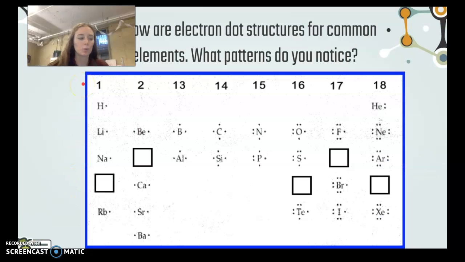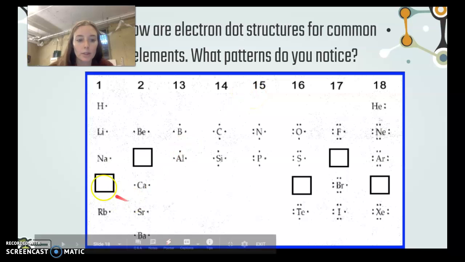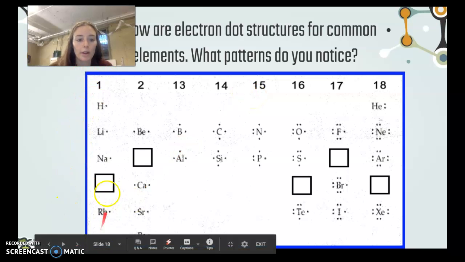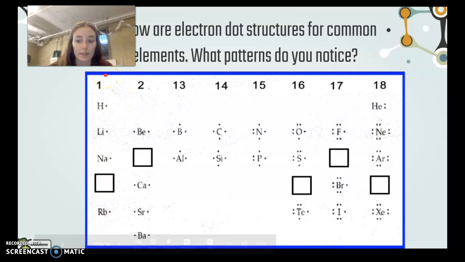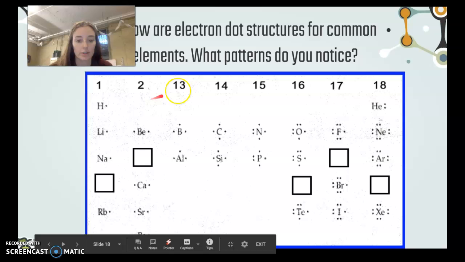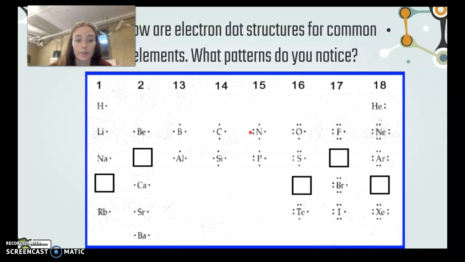Next, we're going to look at what are some patterns that you notice in this. So pause the video, write down in your notes what are patterns you see in this chart. Hopefully you noticed that this is kind of similar to the periodic table of elements. This is group 1A, 2A, and then 13 we can also call 3A, 4A, 5A, so on and so forth. So we notice that all of the group 1A elements have just 1 valence electron, 2A have 2 valence electrons, 3A have 3, 4A 4, 5A 5, so on and so forth.